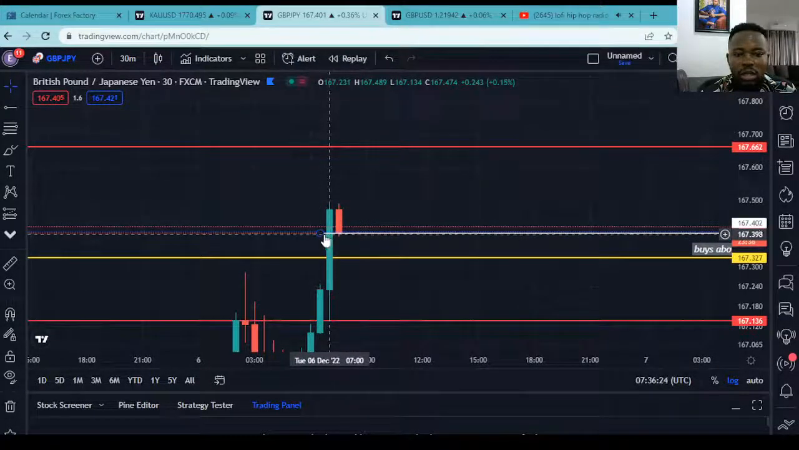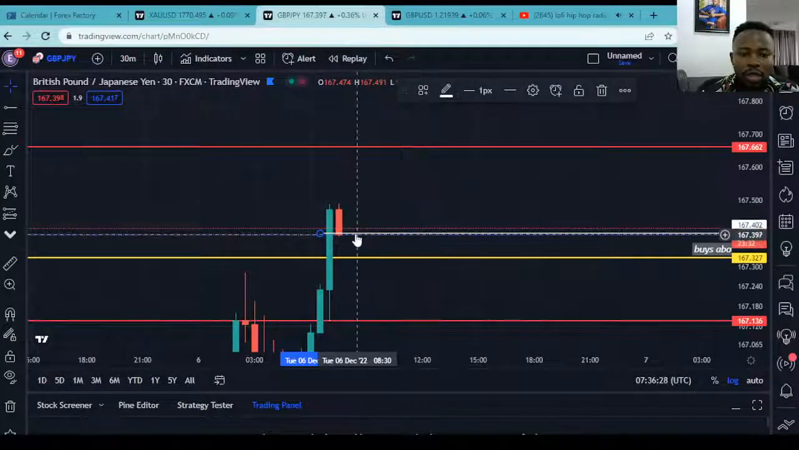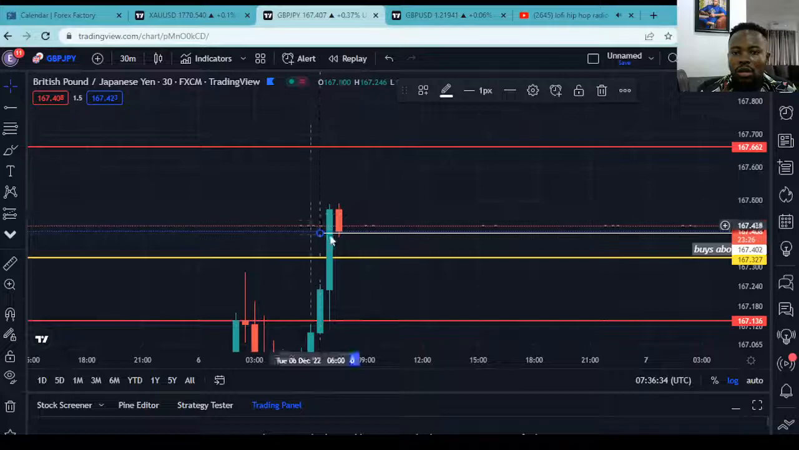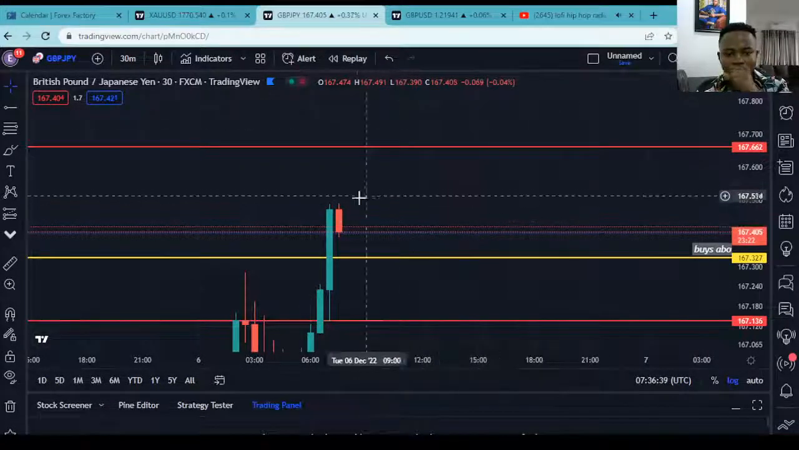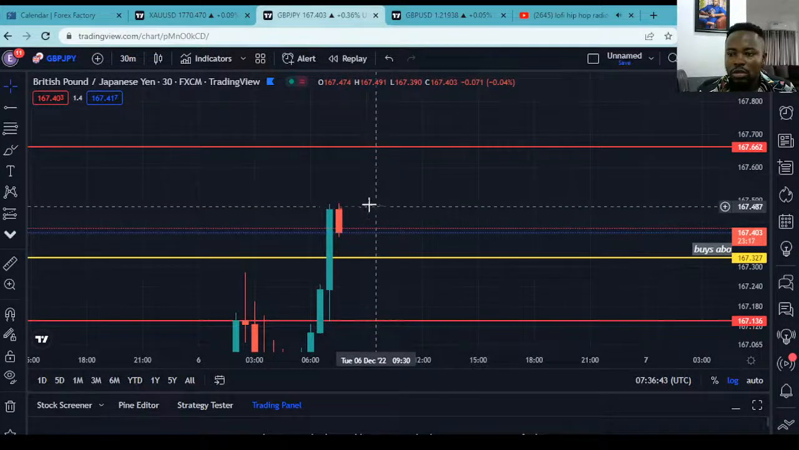Okay, I could remove this line here now because we've made a bottom wick. I only put this line here to identify that I'm waiting for GJ to make a lower wick first, and we've gotten the lower wick. So if we break the highs again, then we need to continue to the upside.